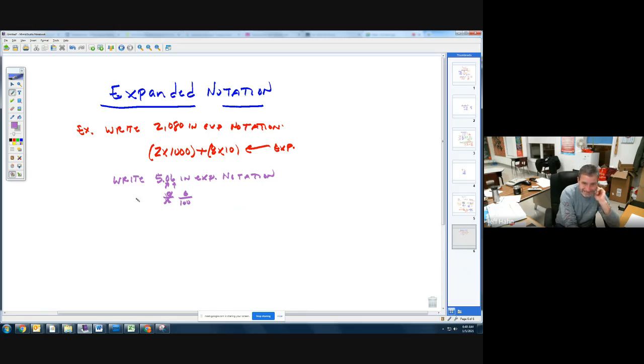So if I'm writing this number, 5.06, 5 and 6 hundredths, in expanded notation, I would write it as such. The 5 is in the ones place, or the units place. And to that I am adding a 6 in the hundredths place. So you have to write the decimals in expanded notation as fractions. Let's look at another one.